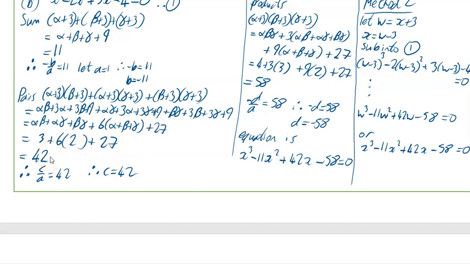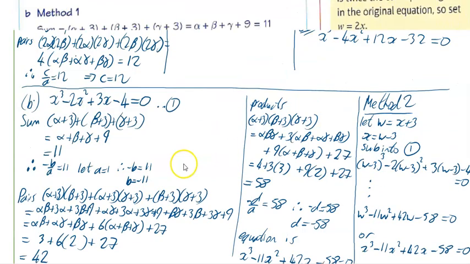So the sum of the pairs, remember, is C over A. So C over A, remember your A is 1. So C over A is just 42. So C is equal to 42. So we're now just left to find our D.